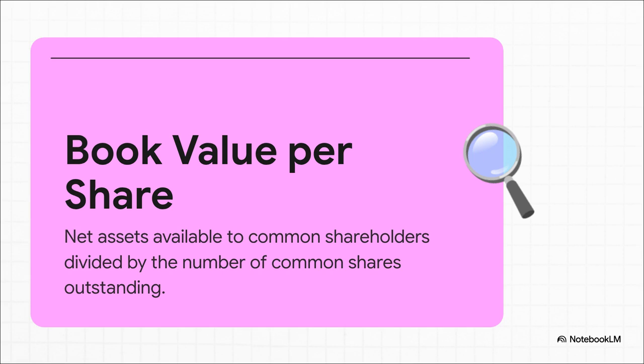Think of common shareholders as being literally the absolute last in line. If a company were forced to liquidate tomorrow, the book value per share theoretically tells us the chunk of net assets left over for each common share, but only after every single other obligation has been fully paid off.